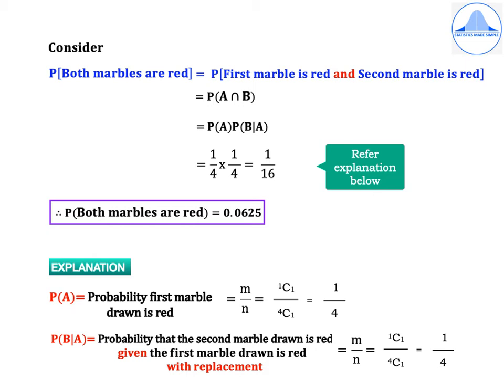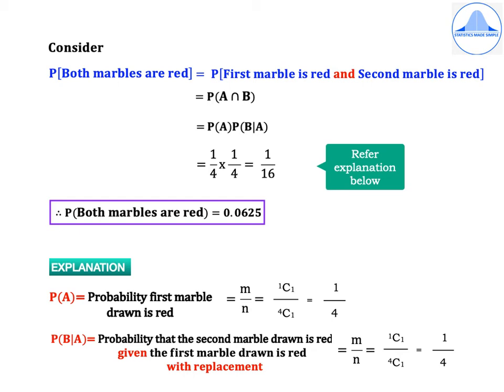So what is P of A? P of A is probability first marble drawn is red. Use the formula m divided by n, which is equal to, there is only one red marble and you have to select that one marble. So it is 1C1 divided by the total number of marbles, which is 4. From those you have to select only one, so it is 4C1. So you get P of A is equal to 1 by 4.